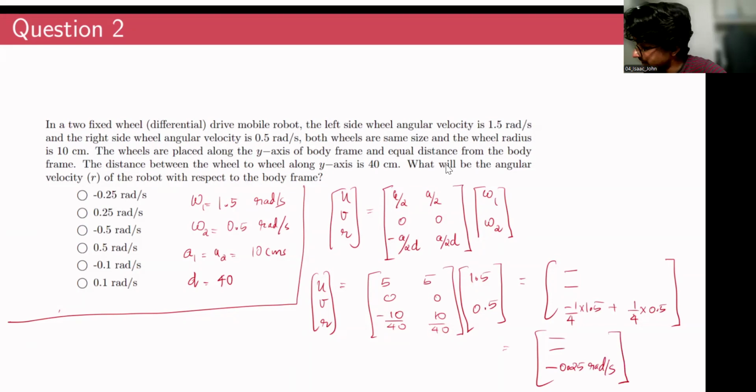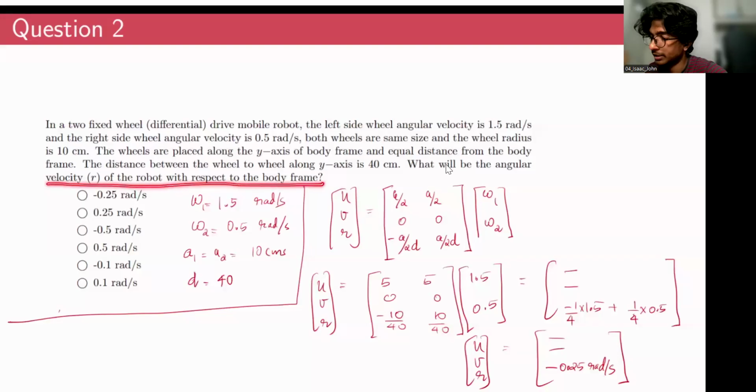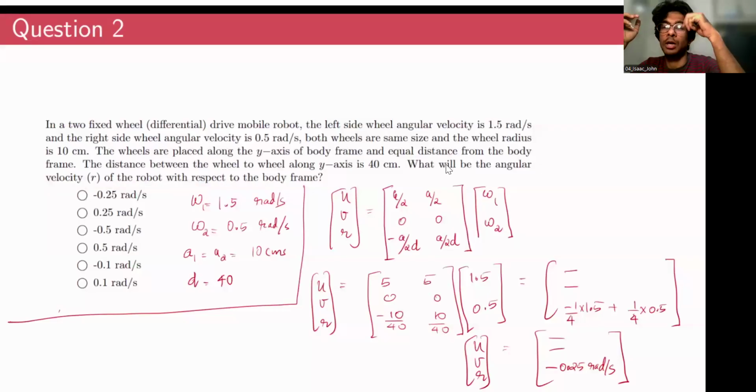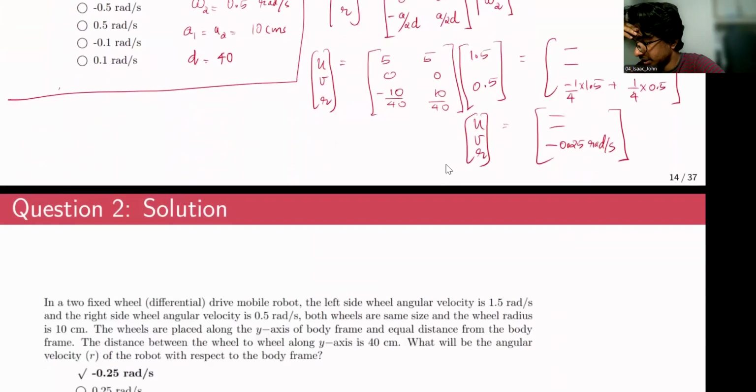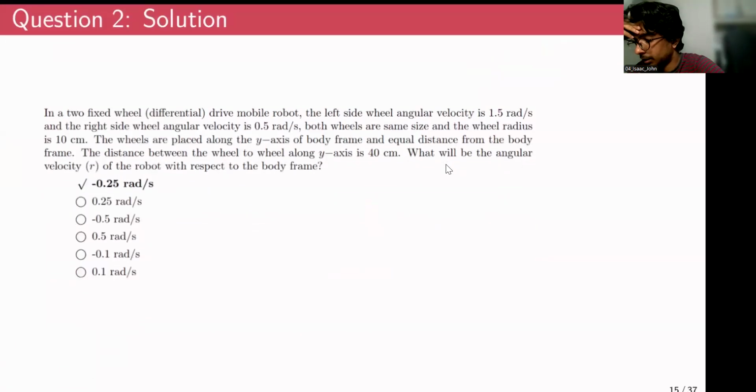So in that case, the third entry in the third column is nothing but R, the angular velocity of the robot with respect to the body frame of reference. That is what has been asked in the question. So our correct answer is option A. It's only a matter of substituting the parameters into the wheel configuration matrix.